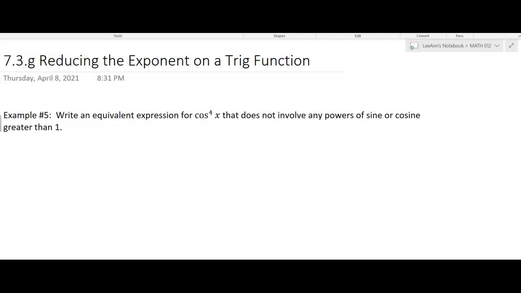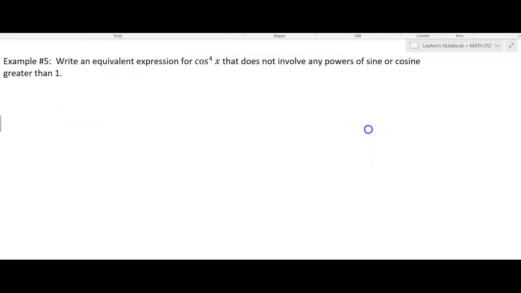Okay, so we're going to use a reduction formula here. Write an equivalent expression for cosine to the fourth x that does not involve any powers. Now, they say any powers. They mean any powers of sine or cosine greater than 1.